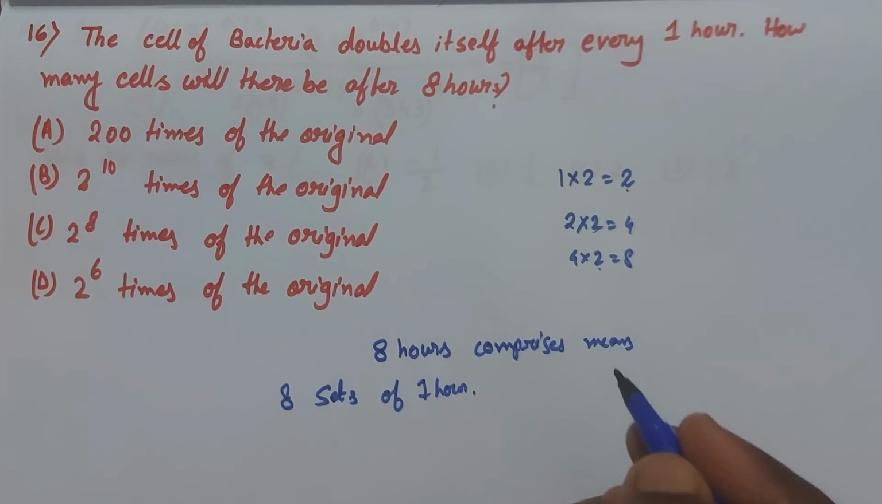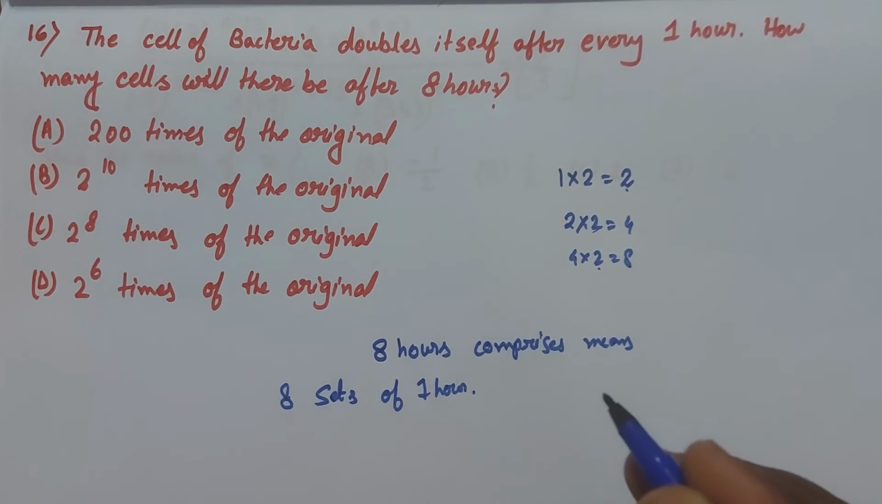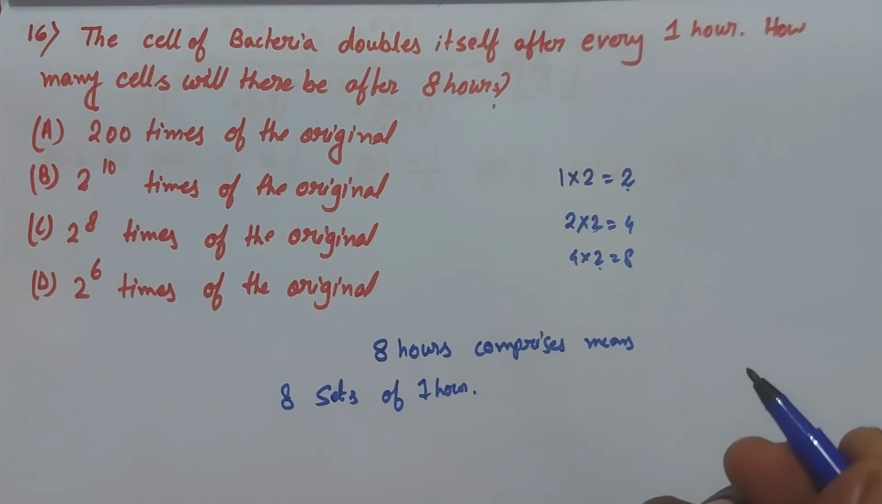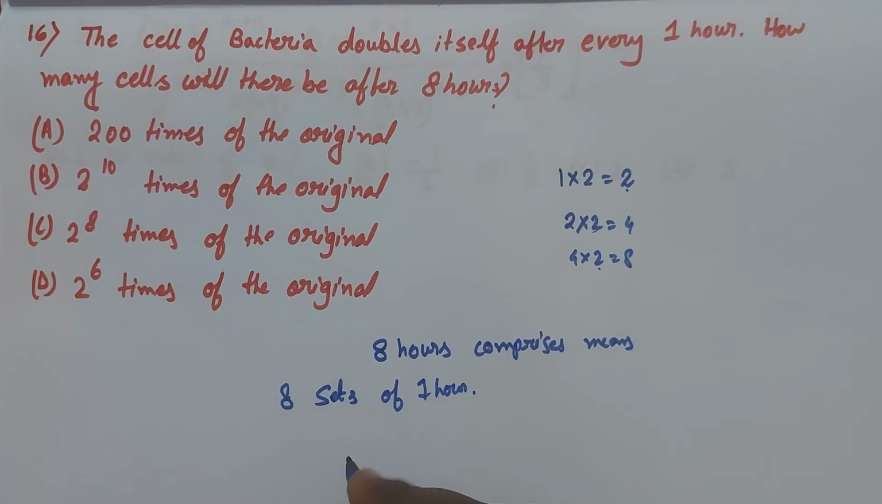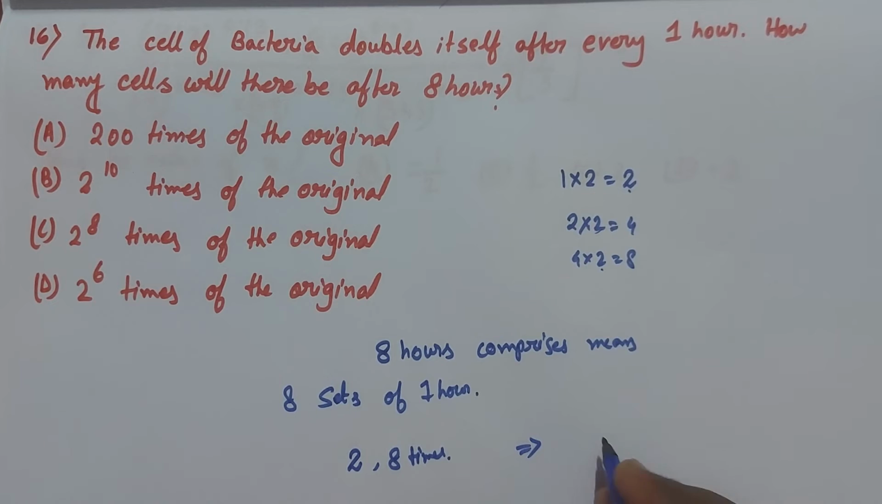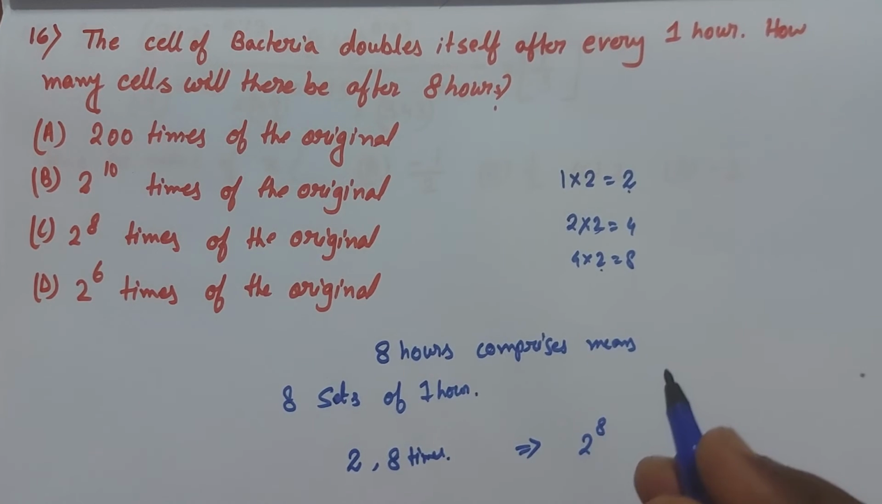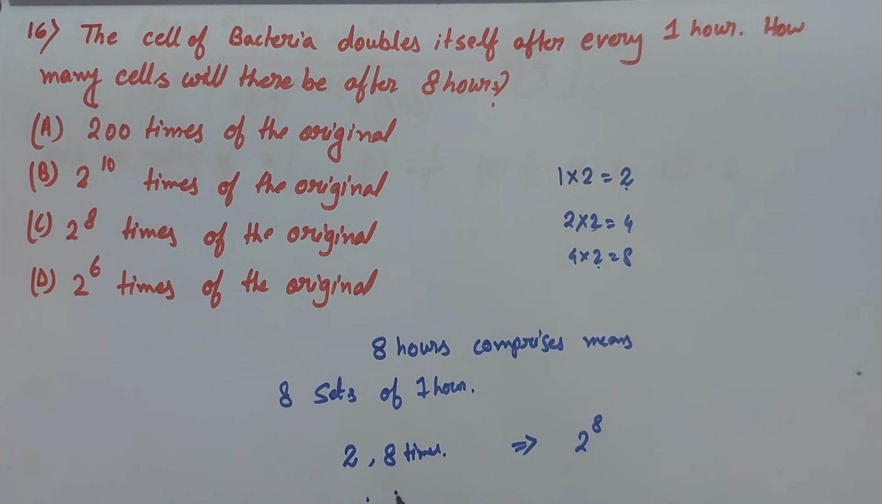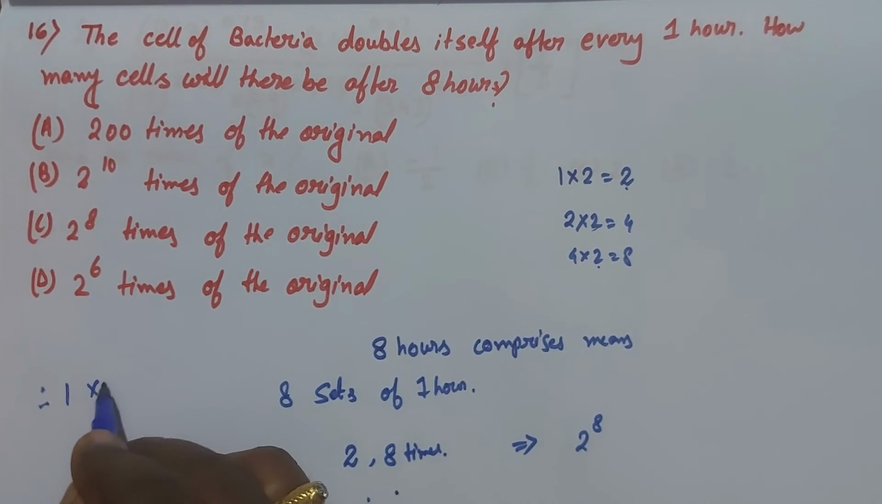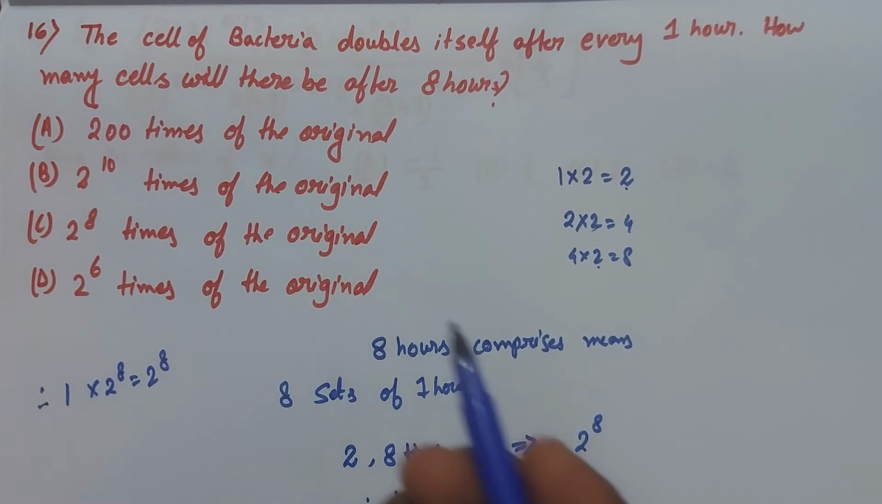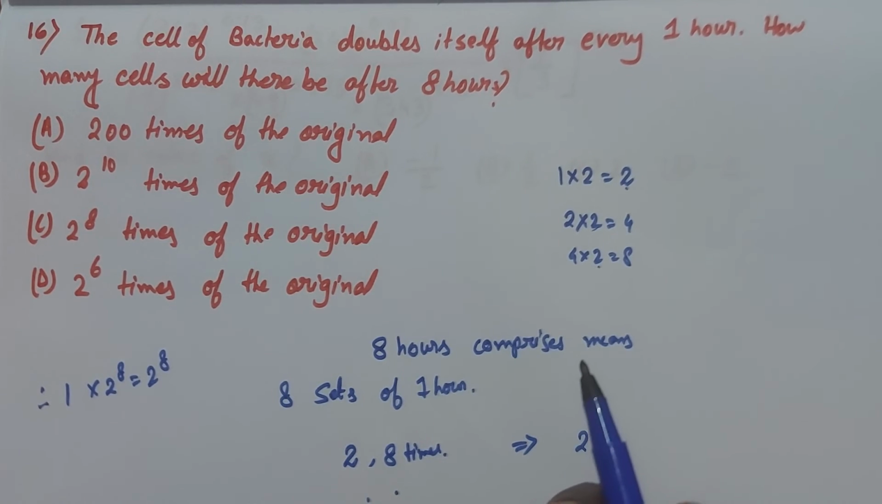That means to get the amount of bacteria cells after 8 hours, we have to multiply the initial cell by 2, 8 times. That implies we have to multiply it with 2 to the power 8. Initially it started with 1, so 1 into 2 to the power 8 is 2 to the power 8. So option C will be our answer.